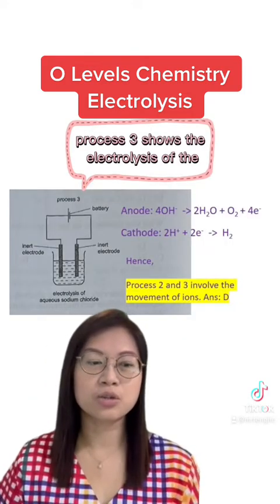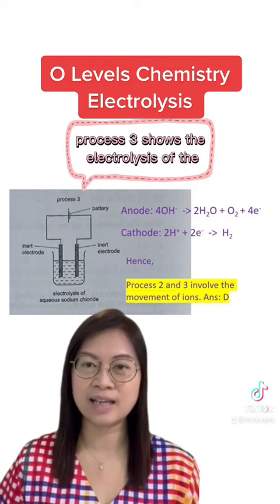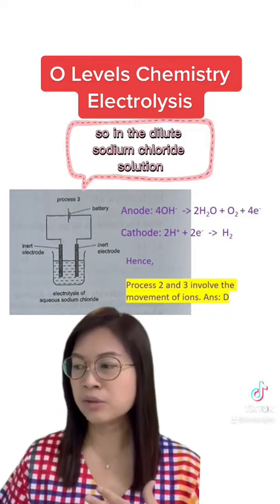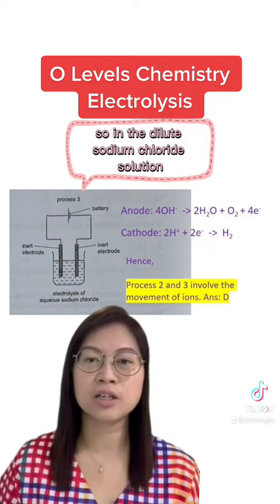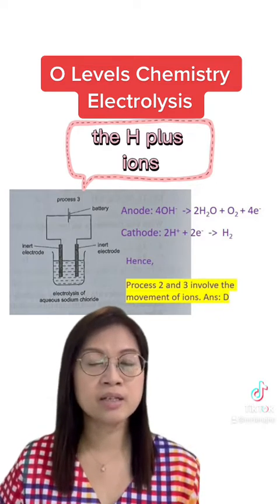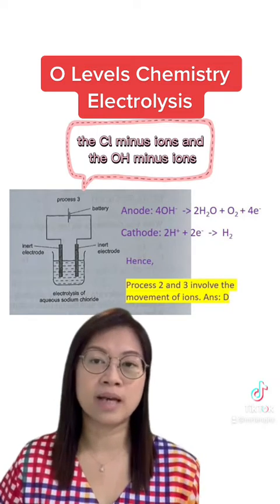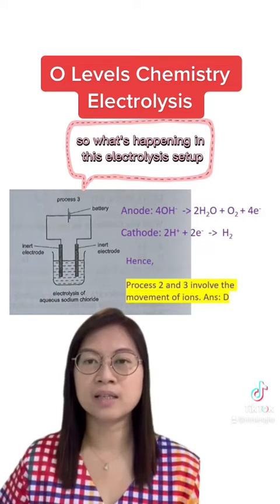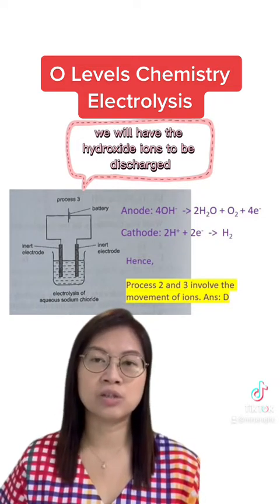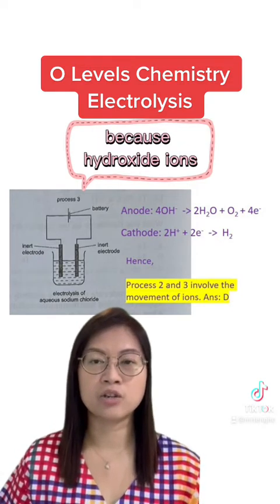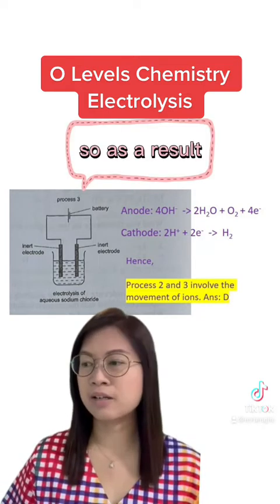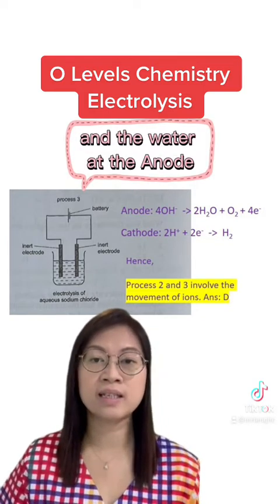Now in process 3, it shows the electrolysis of dilute aqueous sodium chloride solution. So in the dilute aqueous sodium chloride solution, we have ions such as Na+, H+, Cl- ions, and OH- ions. Right, so what's happening in this electrolysis setup is that at the anode, we will have the hydroxide ions discharged, because hydroxide ions are more preferred to be discharged than the Cl- ions. So as a result, it produces oxygen gas and water at the anode.